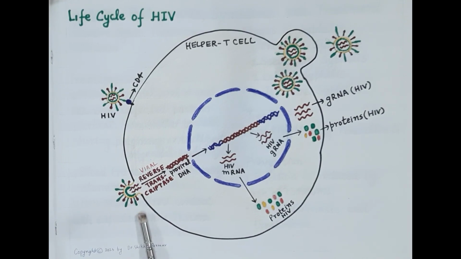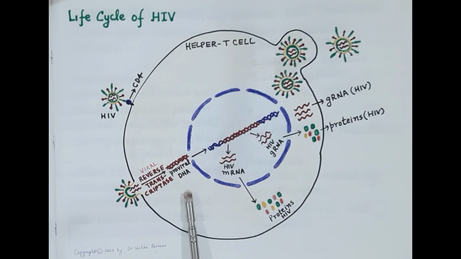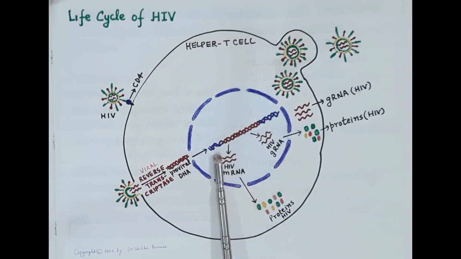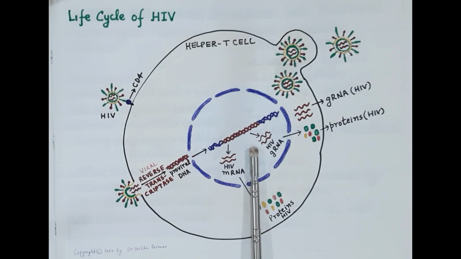Now HIV also releases its enzyme reverse transcriptase in the T cell. Now the viral enzyme reverse transcriptase converts viral single-stranded RNA into viral double-stranded DNA, which is known as proviral DNA, which is shown here in the red color. Now this proviral DNA gets inserted in the DNA of the T cell. Now DNA of the T cell is shown here in the blue color. So the DNA of the virus fuses with the DNA of the T cell.